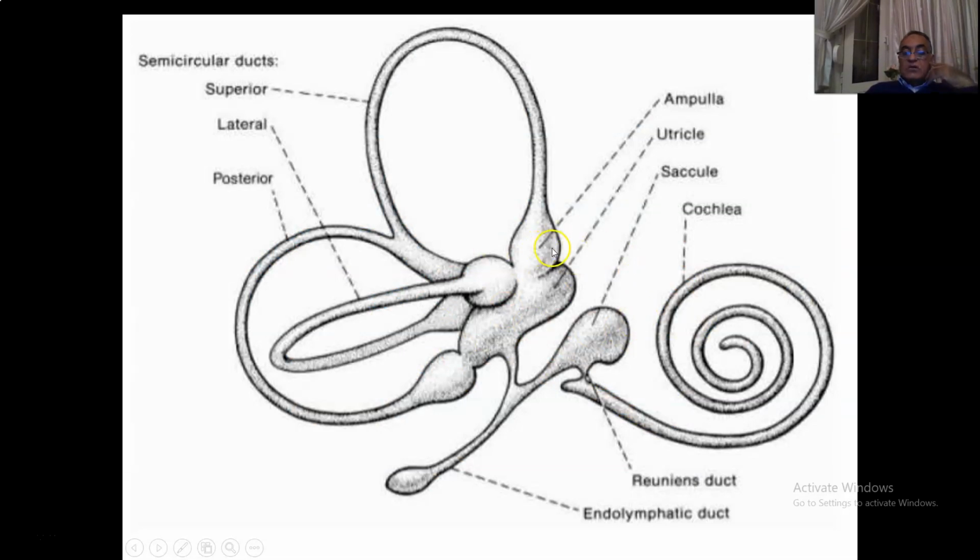Another view: the anterior semicircular canal, posterior semicircular canal, lateral, ampulla of the semicircular canals, the saccule, the utricle here, and the saccule here. And here is the endolymphatic duct, which is essential for forming the endolymph from the CSF and back again to the CSF.